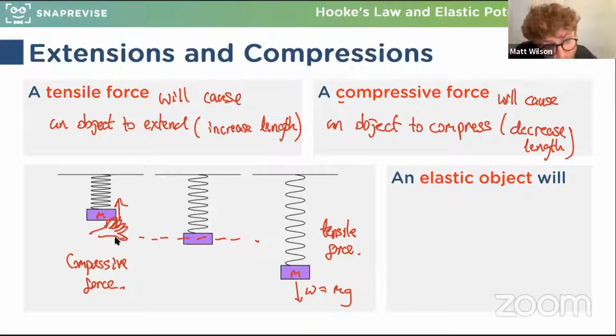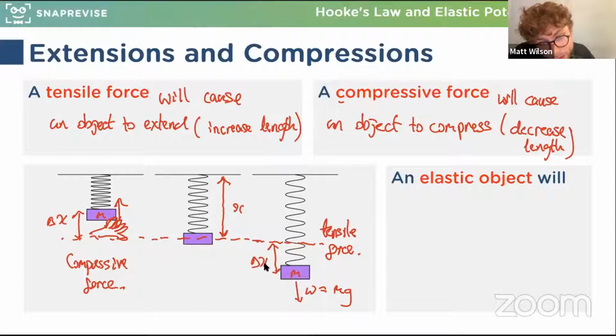So in each of these cases, compared to the length at which the spring would normally be, we'll call that x. We could talk about the change in length due to a compression, which we'll call delta x. It's like change in x. Or if it's tensile, we'll still give it the symbol delta x. This just represents a change in length.